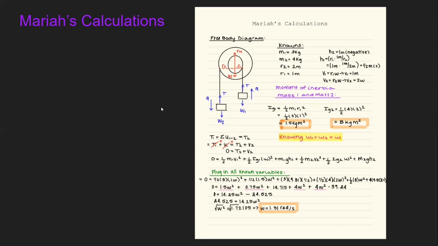This is the calculations using my mass 1 that was equal to 3 kilograms and my mass 2 that was equal to 4 kilograms. Using the same radii of R1 equal to 1 and R2 equal to 2, I was able to find the moment of inertia using the two masses. And then I was able to determine the angular velocity of the thin circular disk to be 1.31 radians per second.